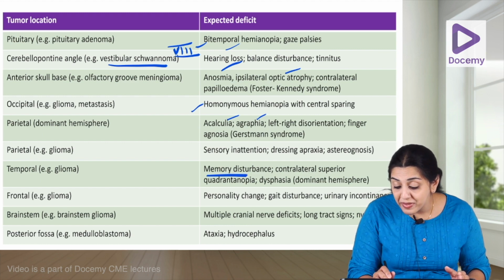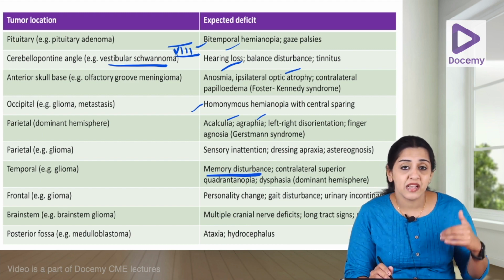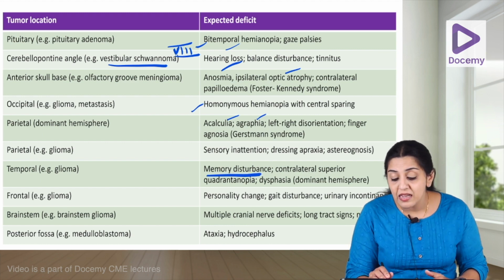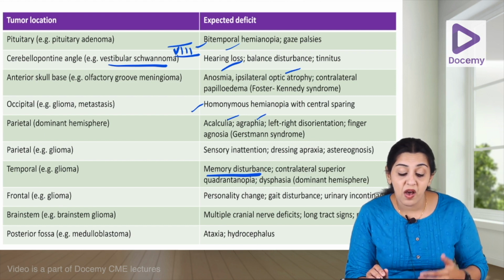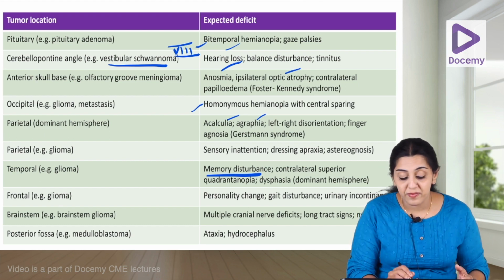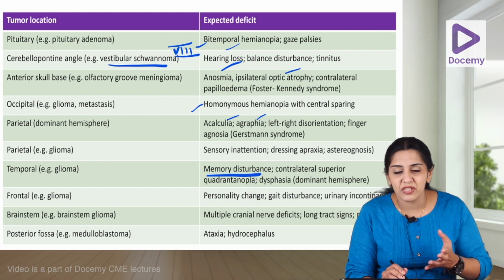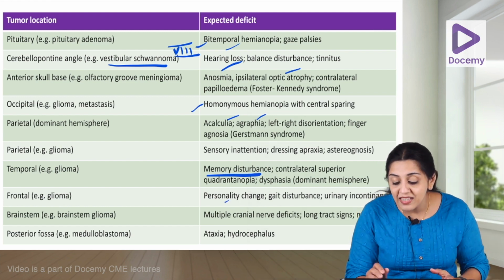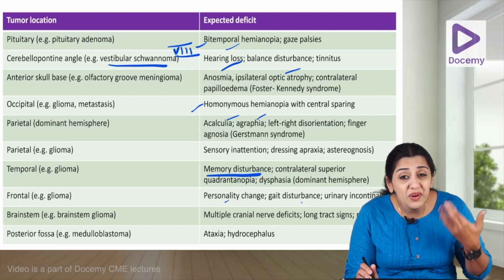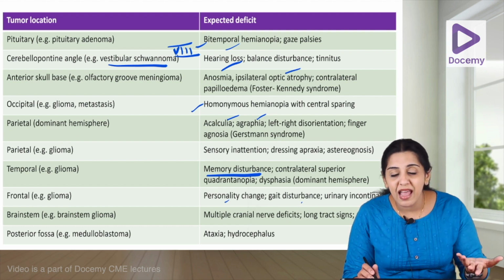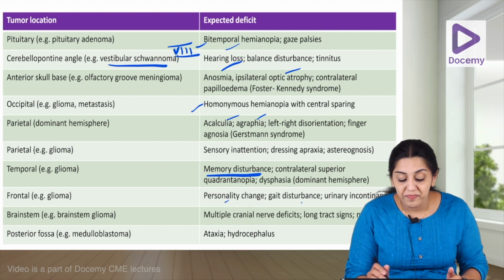It deals with the memory. So memory disturbances as well as certain visual defects like quadrantanopia, dysphasia, all are because of temporal tumors. Frontal tumors deal with socialization, social inhibition, etc. So personality changes, gait disturbances, urinary incontinence because of lack of social orientation.